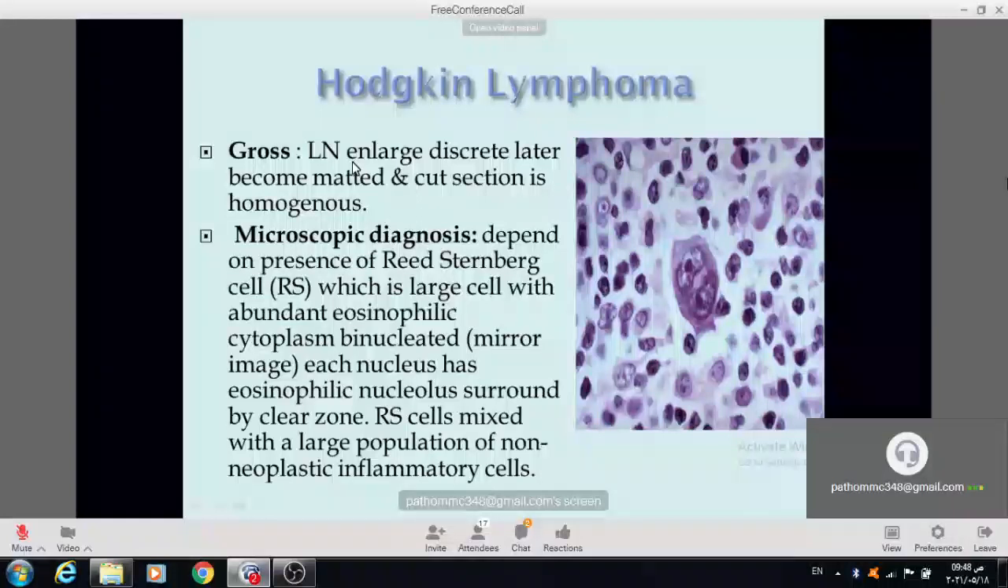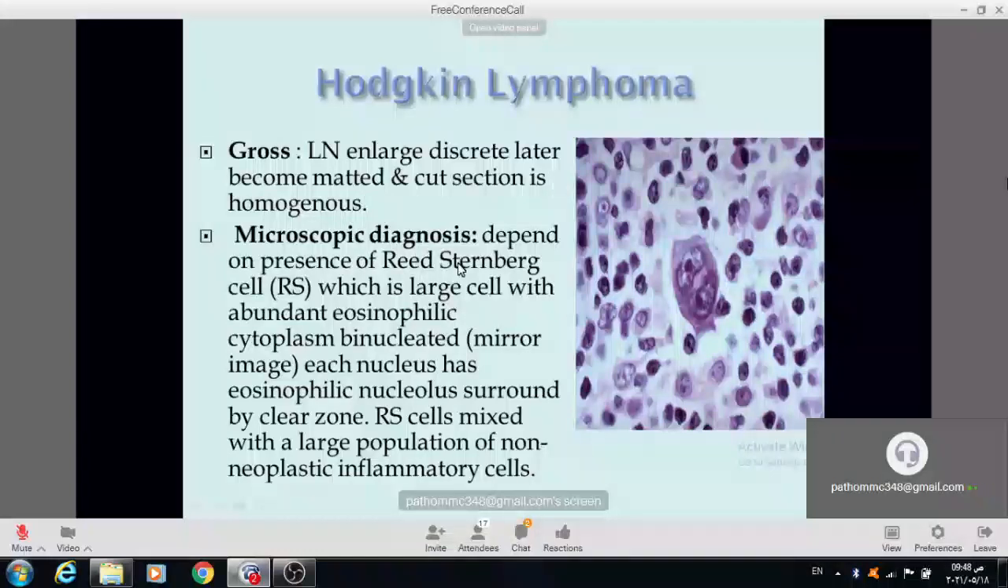How is Hodgkin lymphoma represented? Usually there will be a large lymph node, meaning lymphadenopathy, okay? At first they are discrete lymph nodes, separated at first. But in the long term, later on, they become matted together, okay? They will become stuck to one another, so we call them matted lymph nodes, and the cross section will become homogeneous, like a potato. Exactly like when we cut a potato, the cut surface will be homogeneous and smooth, and the lymph nodes will be stuck together and may form a mass. This is of course in the later stages of Hodgkin lymphoma.